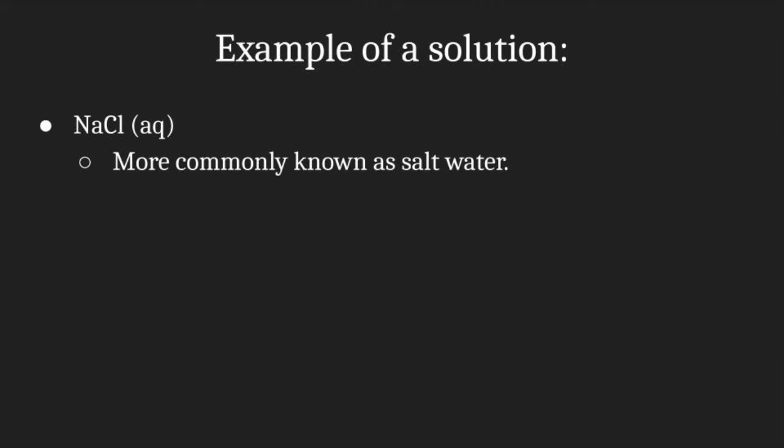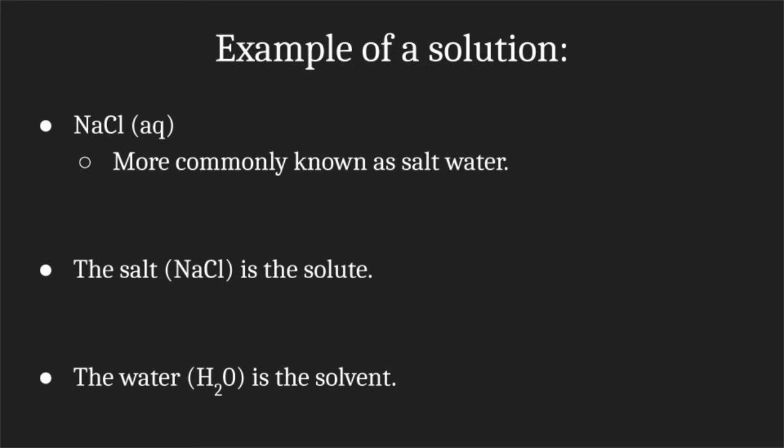Now let's try doing an example where we identify the solute and the solvent. So our example here is NaCl aqueous, also known as table salt. NaCl is salt, and then that AQ in parentheses means aqueous, which means it's dissolved in water. So what would be the solute here? The solute would be NaCl because that's the substance that we're dissolving in the water. And what would the solvent be? That water we're dissolving the salt in is the solvent.